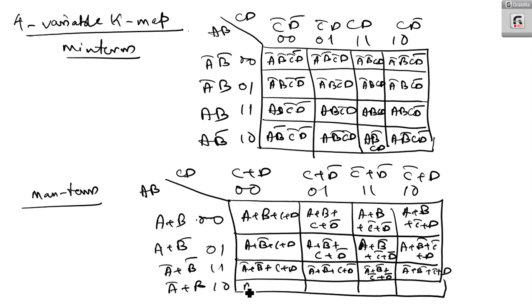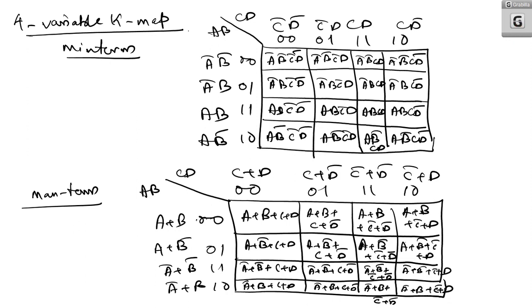Here what we have is A bar or B or C or D, A bar or B or C or D bar, A bar or B or C bar or D bar, A bar or B or C bar or D.